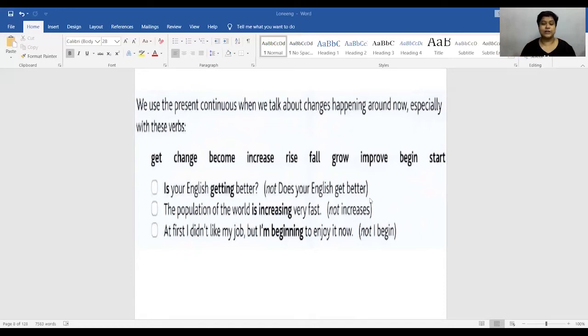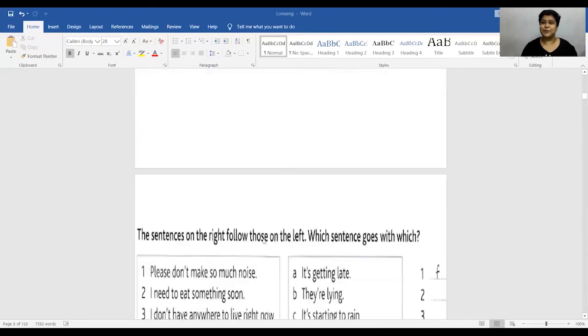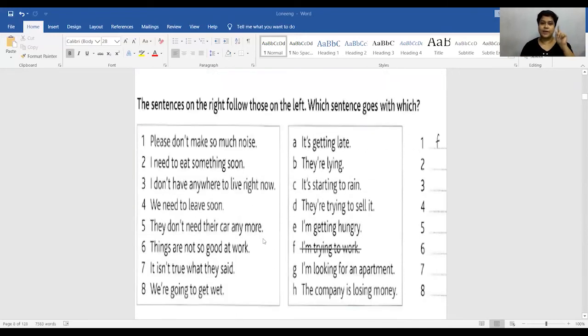That's wrong English. Okay, the next one is, the population of the world is increasing fast, and "is increasing" is the present continuous here. Not "increases," that's bad English. At first, I didn't like my job, but I'm beginning to enjoy it now. Not "I begin." You won't say "I begin," but "I'm beginning." "I am" is contracted there, saying "I'm beginning." That's the present continuous.